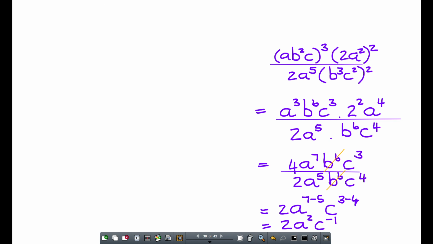That's the answer. Yeah. You can write it as a fraction and then say 2a to the power of 2 over c. And you don't have to write c to the power of positive 1. You can just write c. Okay.